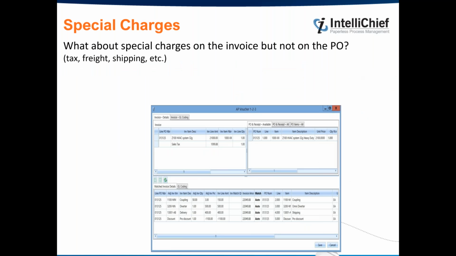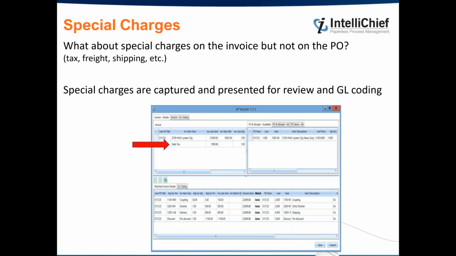Now, special charges, tax, freight, other things that appear on the invoice but maybe aren't on our PO. So here you have a little window called AP Voucher 123, and it's similar to the one I just showed. In fact, it's the same. But in this one, there's a sales tax item. It's on the invoice, but wasn't on the PO. So obviously we have to do something with that. This is the first time the system has seen that. And so we're going to give the user the ability to code this right from here.